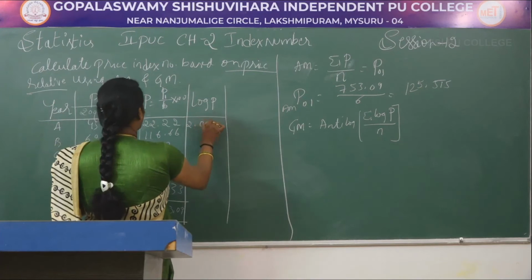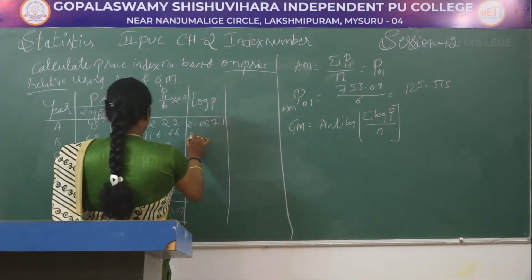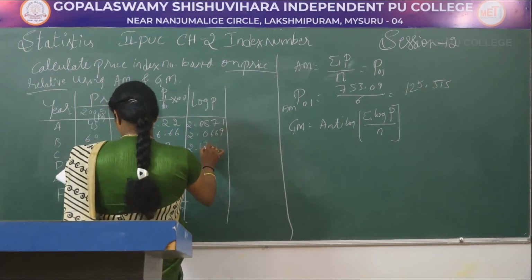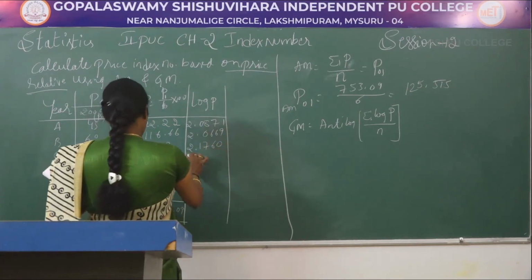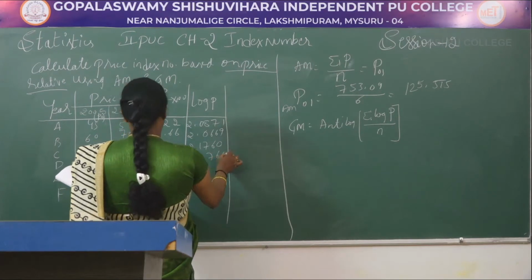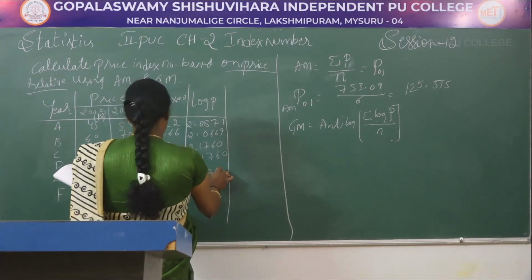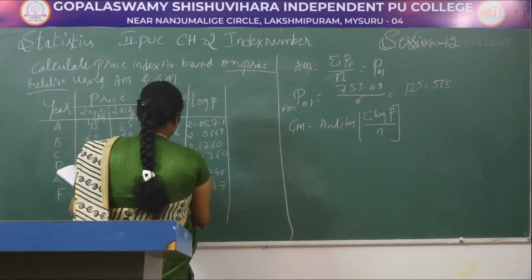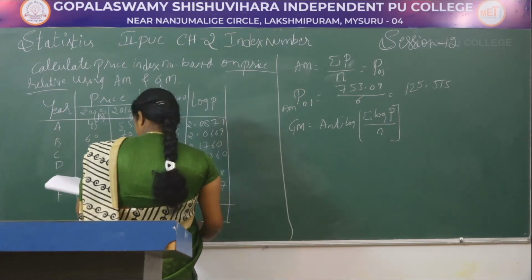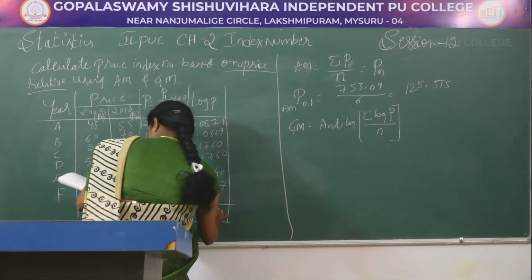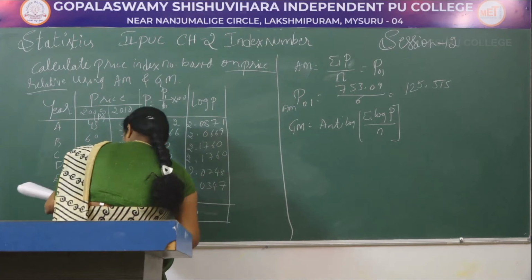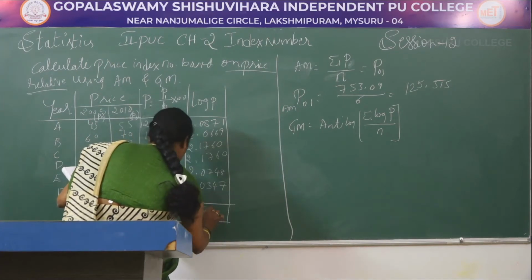The log values are 0.71, 2.0669, 2.1760, 2.1760, 2.0248, 2.0347. So take the summation of this. This summation is 12.5655.